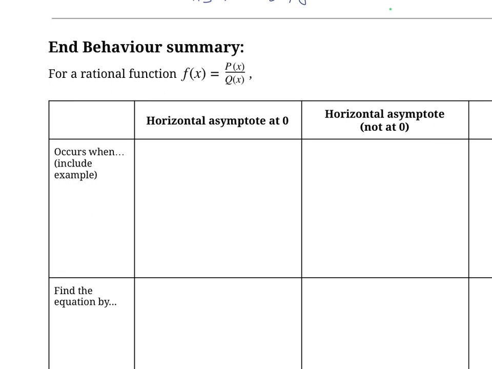So the horizontal asymptote equals 0 when the degree of the numerator, so notice here we're dealing with a function p over q, right? So when the degree of p is less than q, if p is our numerator and q is our denominator.